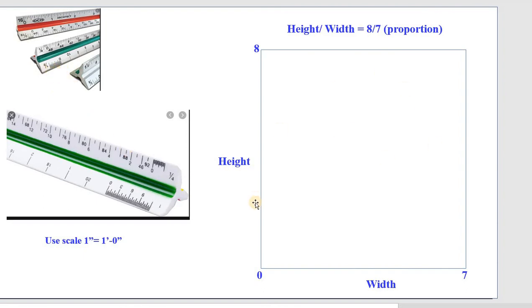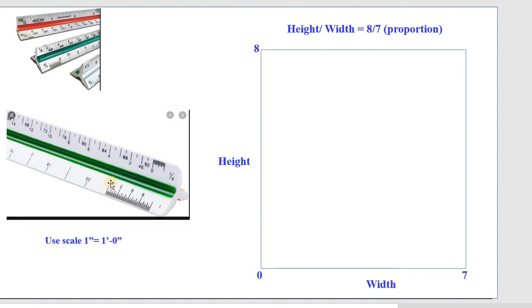So in this homework I need you to use the scale 1 inch equals 1 foot 0 inches. If you see the number 1 right here, that means the scale I want you to use is 1 inch. If the other scale is 1/4, that means 1/4 equals 1 foot 0 inches. But for this homework I need you to use 1 inch equals 1 foot 0 inches. So you use this one. You can see the number 1 right here.